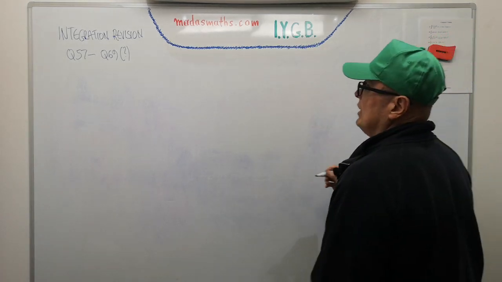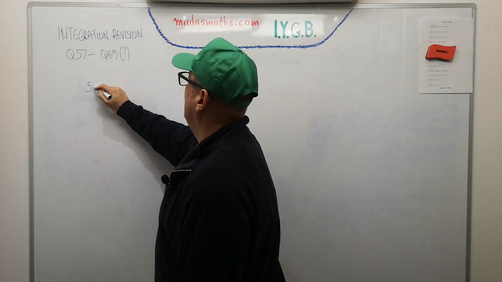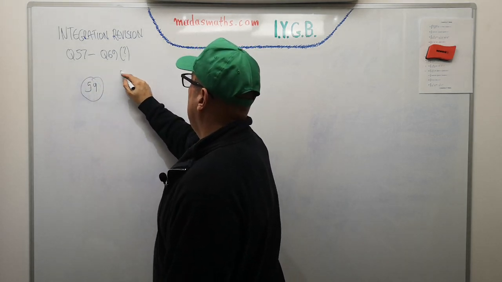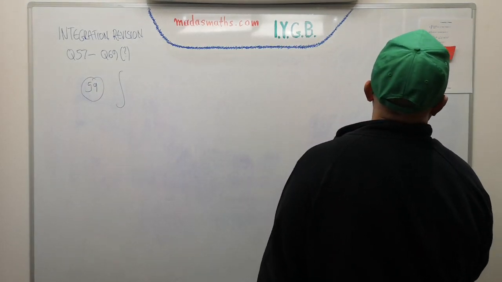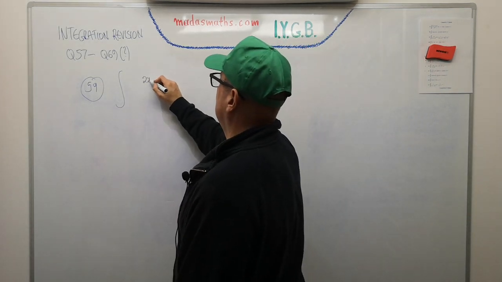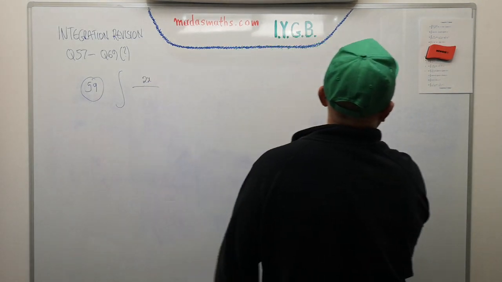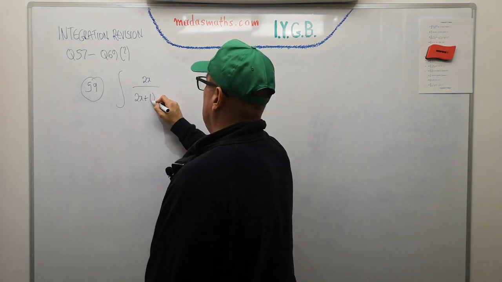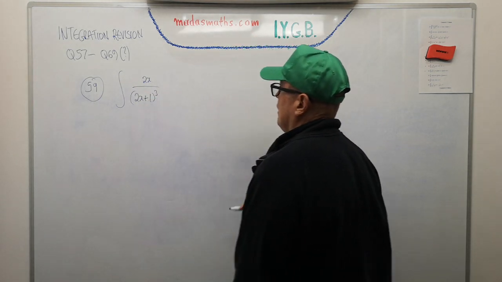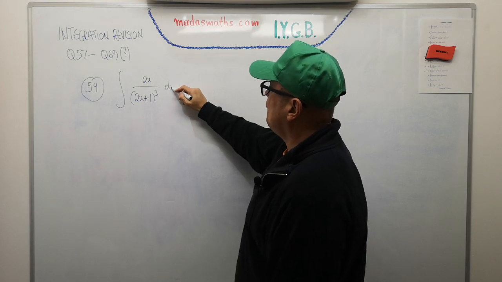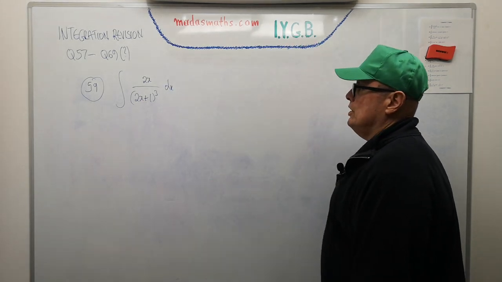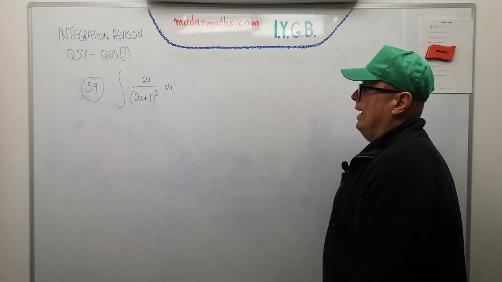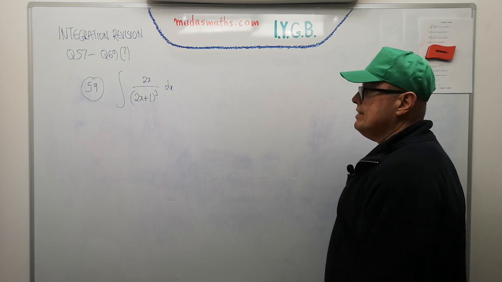So number 59 is the integral of 2x over 2x plus 1 all cubed. Okay, what technique is this particular one? Bottom differentiate to the top? No. Can I do partial fractions? The answer is yes, you can.